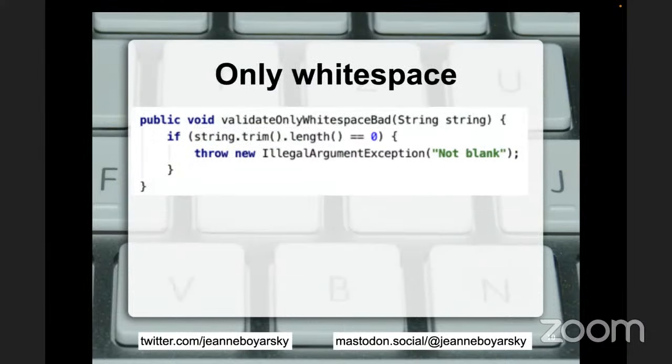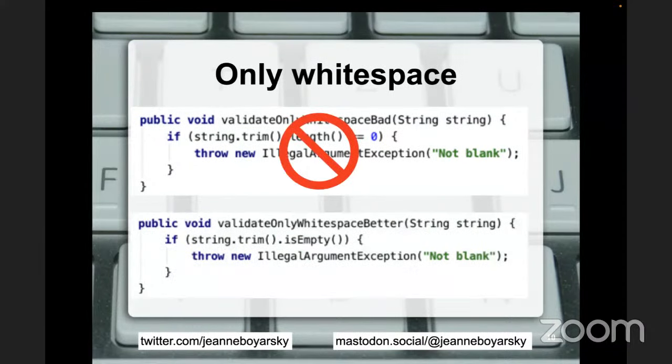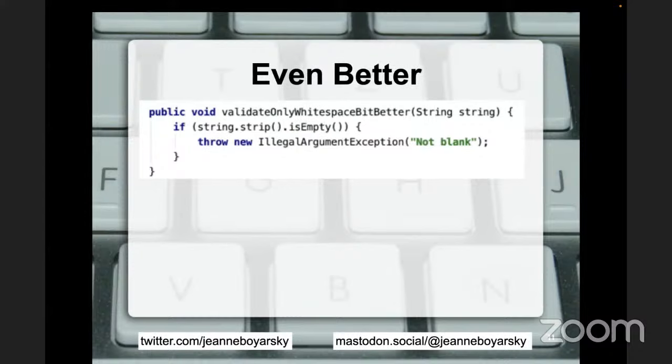Then we have the same deal with white space. We used to write string.trim.length = 0, which isn't terrible, but it requires a lot more thought in reading it and more characters to type than actually necessary. There's a perfectly good is empty method you can use, so you avoid the length = 0 bit. And if you're on a newer version of Java, there's a strip. Strip is preferred over trim because it supports more expanded characters. If you're working with non-English characters, this is super good.